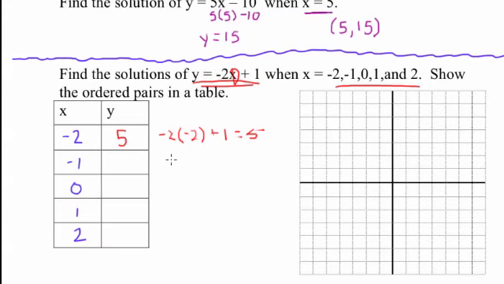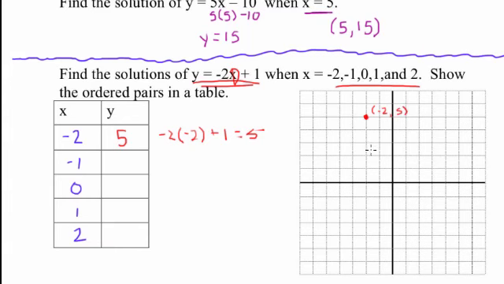So that means that one point on my line, or one point that I know is a solution to this equation, is x equals -2. Oh, that's 4. -2, 5 is right here. That is one solution to my equation.